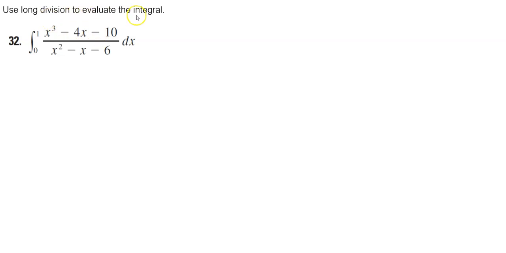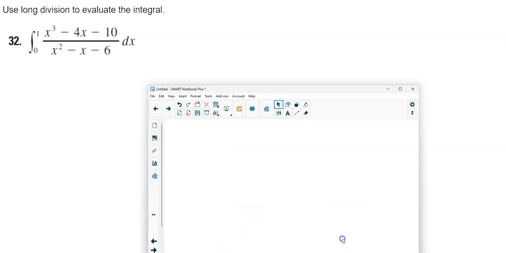Use long division to evaluate the integral. So here we have x cubed minus 4x minus 10 divided by x squared minus x minus 6 dx going from 0 to 1. Okay, so the first thing we're going to do is go ahead and do long division.